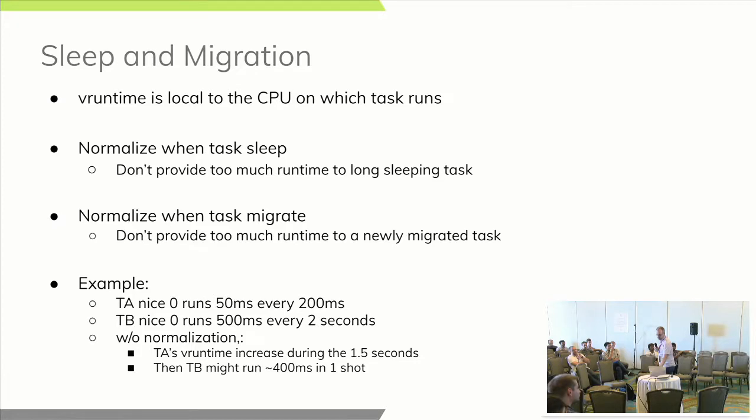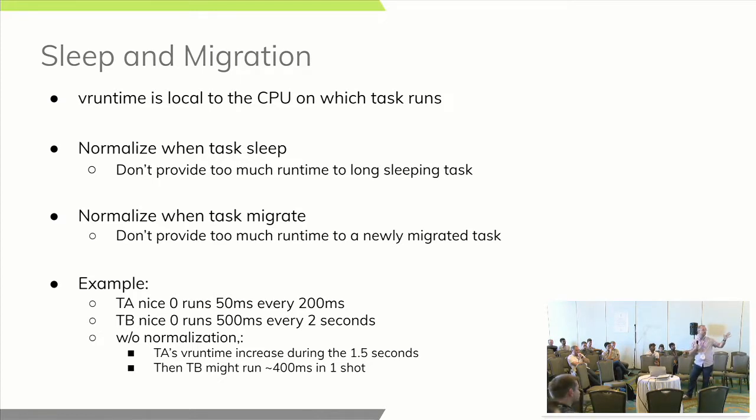Another thing is that the vruntime is local to the CPU. So we have per-CPU vruntime, and when a task migrates, we need to normalize the task. What we are doing mainly is removing the mean value of the CPU we are migrating from, and then adding the mean vruntime on the new CPU, just to put back this task compared to the other ones. And the main reason for that is to not provide too much runtime.